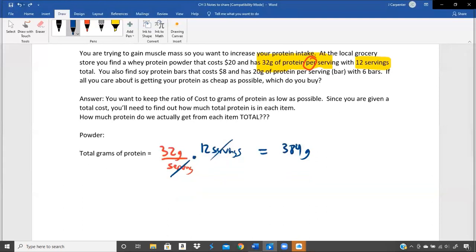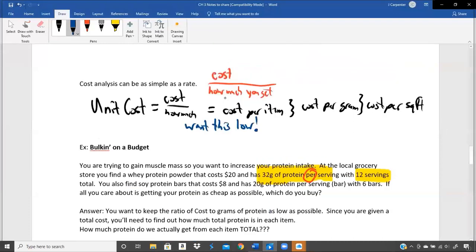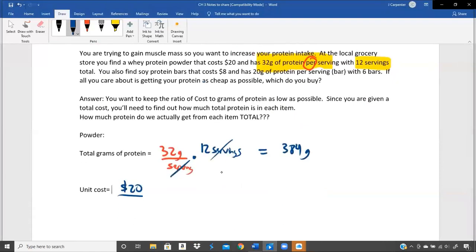Okay, so then the unit cost will be equal to, we take the total cost, which is the $20. We divide it by, where is it? How much we have, which is 384 grams of protein. So we take 20 and divide by 384.